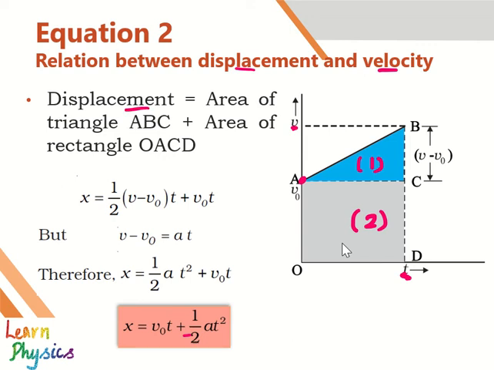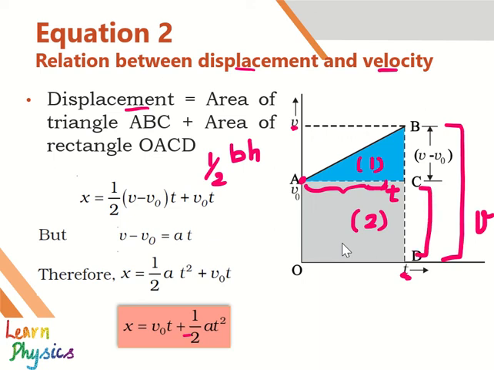We know the area of the triangle can be calculated as half b h. The base is actually this AC, that is nothing but time t, and the height is v minus v0, that is BC. From here to here the length is v, and from here to here it is v0. So you will have BC as v minus v0. So we found the area of the triangle.